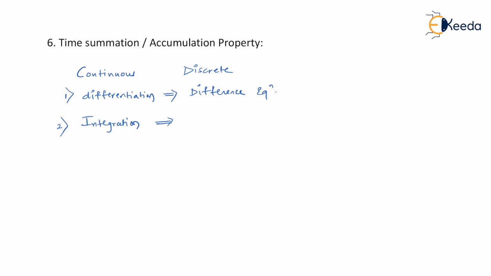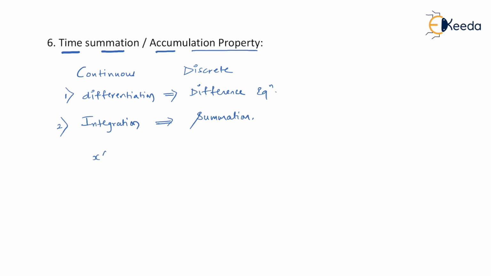To do the similar operation in discrete domain, we don't have integration. What we have is summation. And here we are going to understand this time summation property, also called the accumulation property. Let us understand the property now.